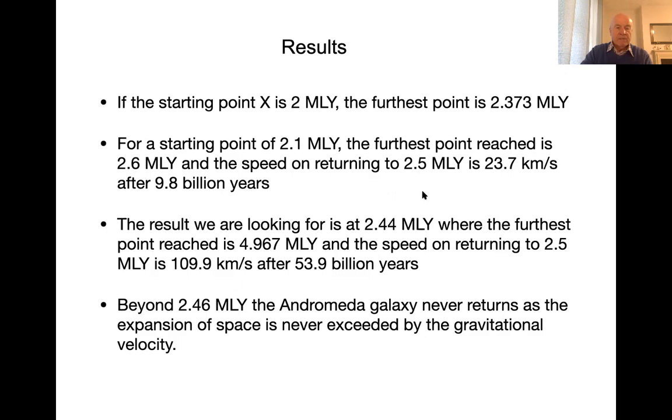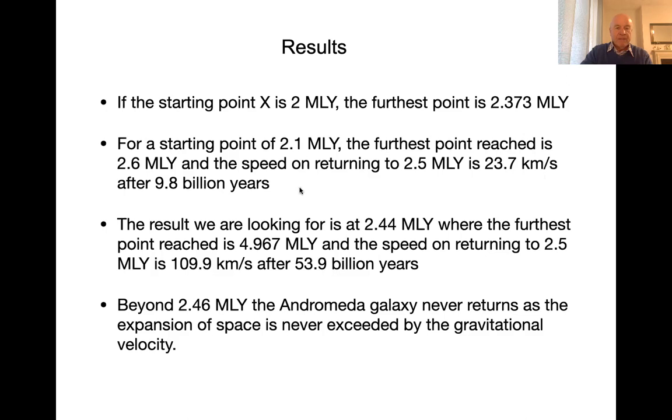For a starting point of 2.1 million light years, the furthest point reached is 2.6 million light years. So it does go beyond the known value of 2.5. And on returning, it gets to a point at 23.7 kilometers per second after 9.8 billion years.